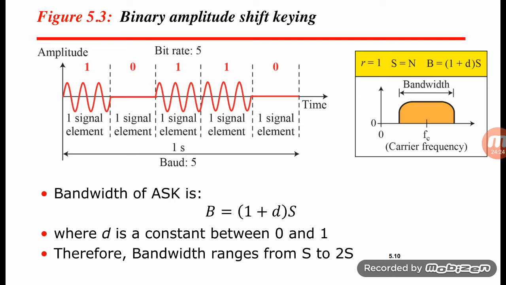So if d is 0, the bandwidth will be the same as the baud rate, B will be equal to S. And if d is equal to 1, which is the maximum value of d, then the bandwidth will be 2S. So this means that for ASK, the bandwidth will range from S to 2S. It will be either minimum S or maximum 2S, depending upon the value of d. And it looks something like this.